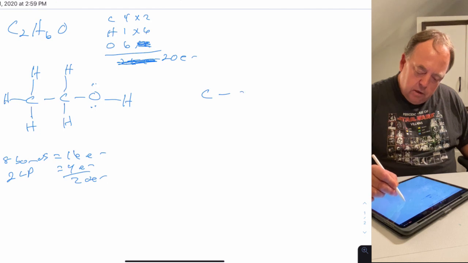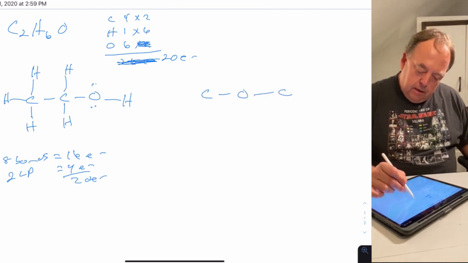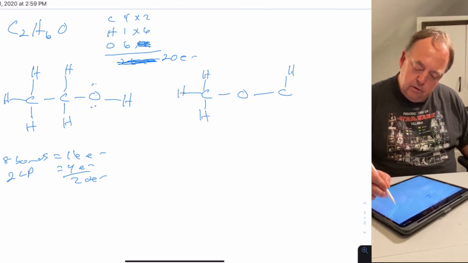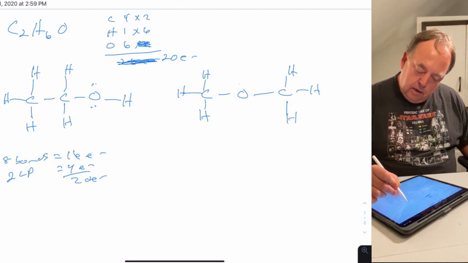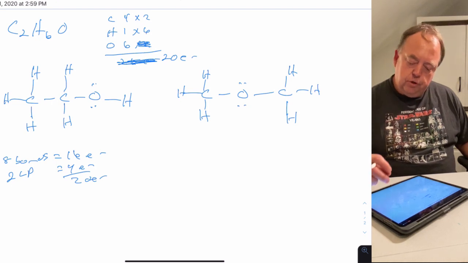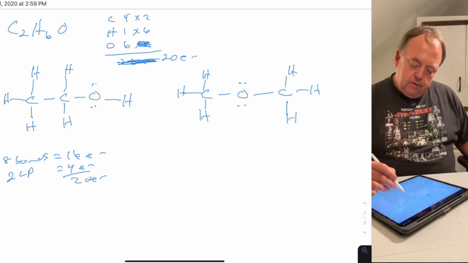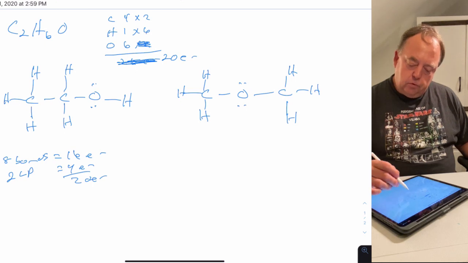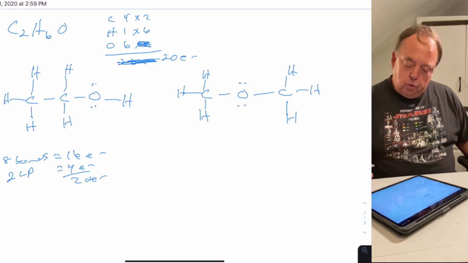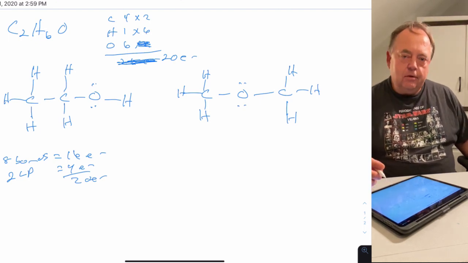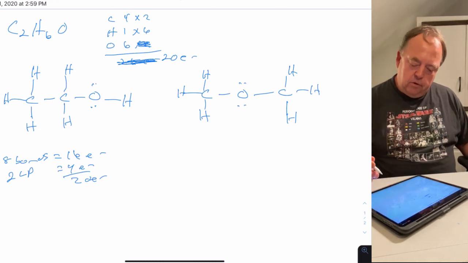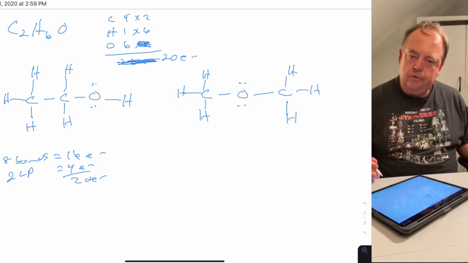You could have gone carbon, oxygen, carbon, and then these carbons would need 3 hydrogens to complete their octet, and oxygen 2 lone pairs, right? So again, oxygen typically likes to make 2 bonds and 2 lone pairs, 2 single bonds or 1 double bond. So again, that is C2H6O. Each carbon's got an octet, oxygen's got an octet, each hydrogen's got 1 bond. So that's 20 electrons, a perfectly good organic molecule as well. So for C2H6O, you could have drawn 2 different molecules. Both are reasonable molecules. Both molecules exist.